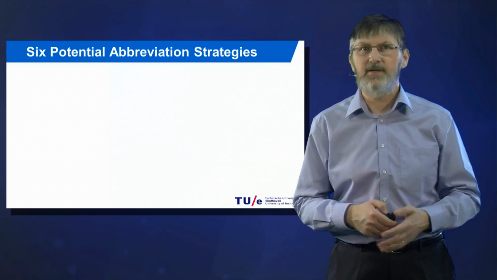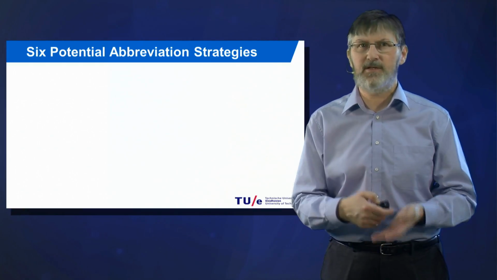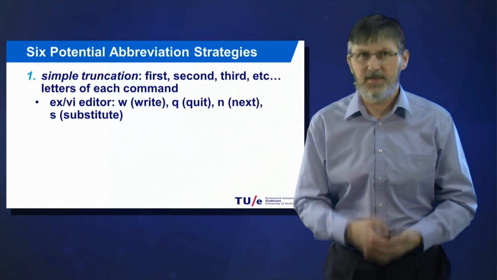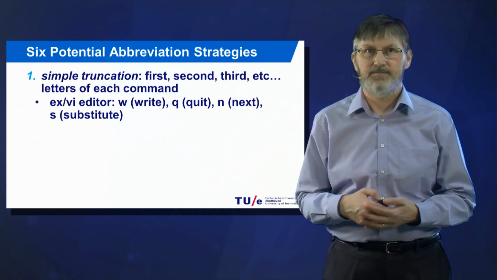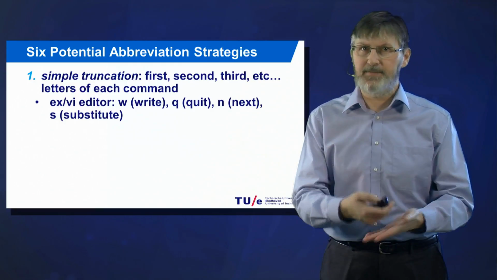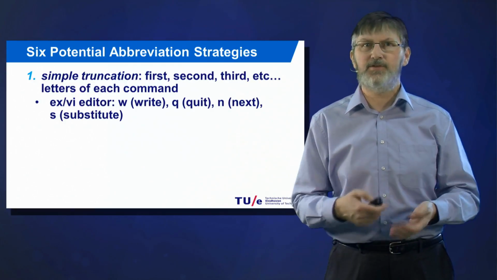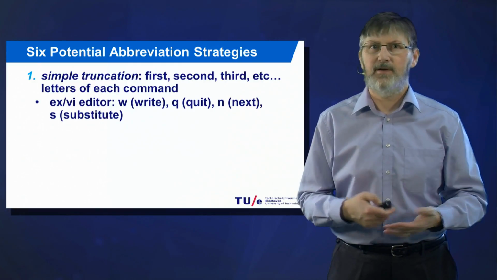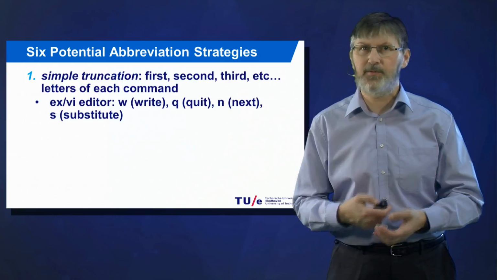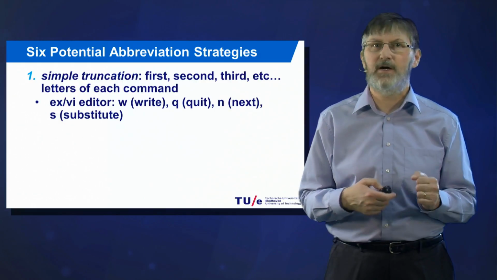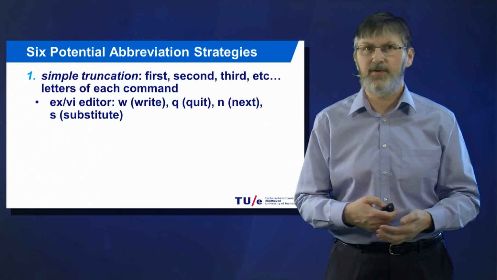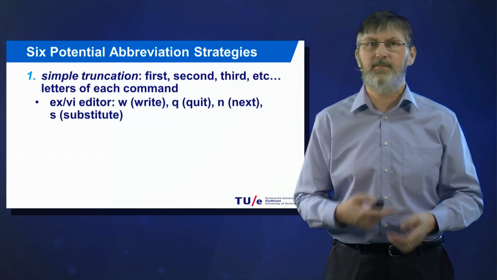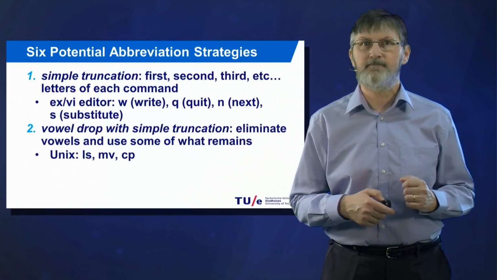There are generally 6 strategies that are commonly used to come up with abbreviations. Simple truncation uses first, perhaps second or third letter of each command. We see examples in the VI editor, W for write, Q for quit, all single letter commands. We also see this, for instance, in many airport codes. AMS for Amsterdam, BRU for Brussels.